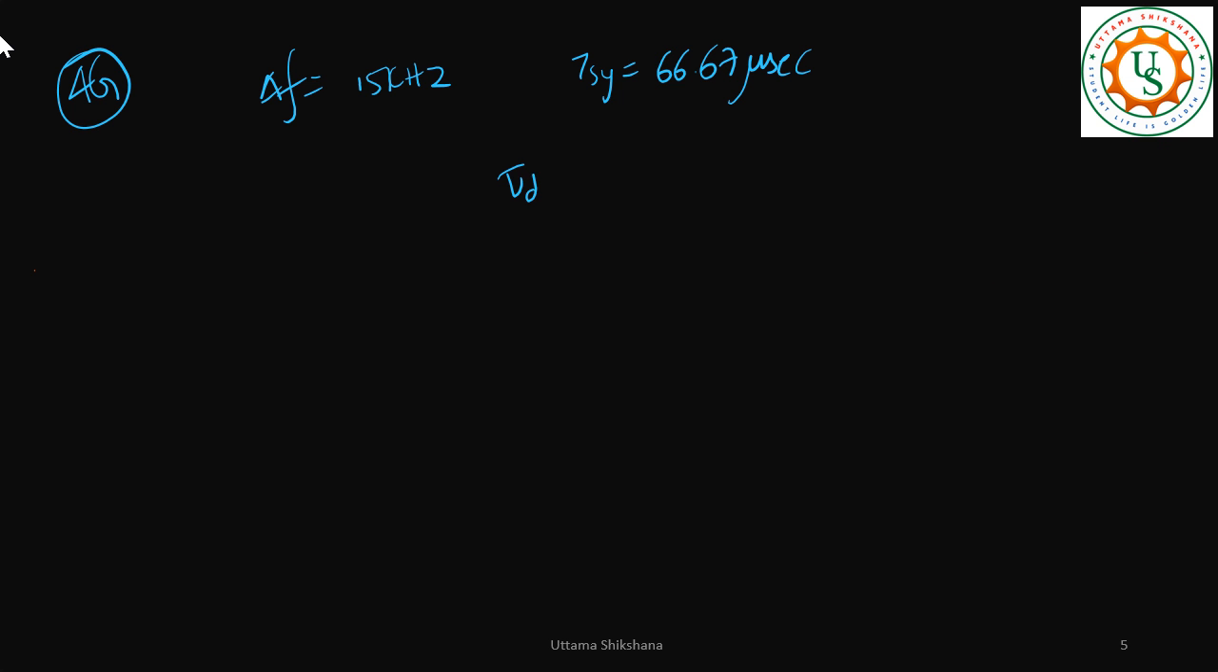Now we will see what has been chosen in the case of 4G. In 4G, delta f is chosen as 15 kilohertz, which means the symbol duration is 66.67 microseconds. What about the typical delay spread? The typical delay spread is of the order of 3 to 4 microseconds. So definitely T symbol is far greater than tau d.